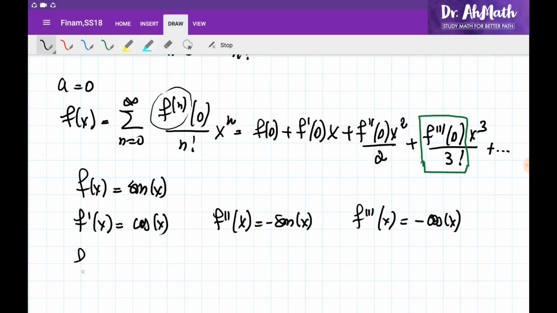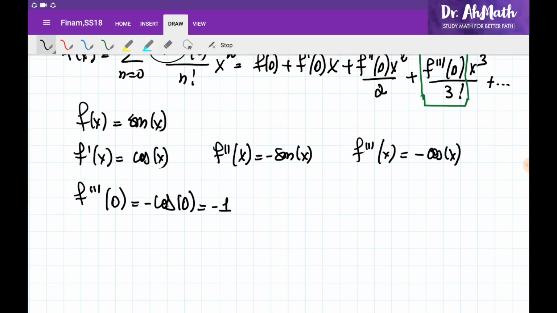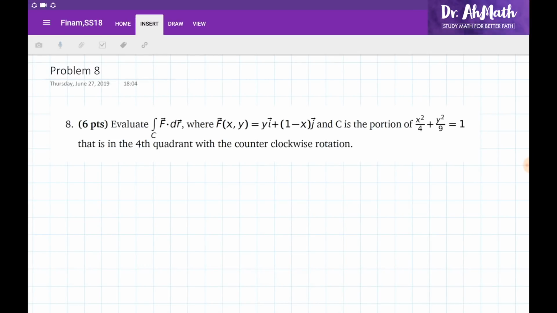So we need to evaluate this third derivative at the point 0. It's going to be minus cosine of 0, which is minus 1. And the coefficient before the x cubed would be the third derivative of this function at the point 0 divided by 3 factorial. So this is going to be minus 1 divided by 6, or minus 1 over 6 simply.